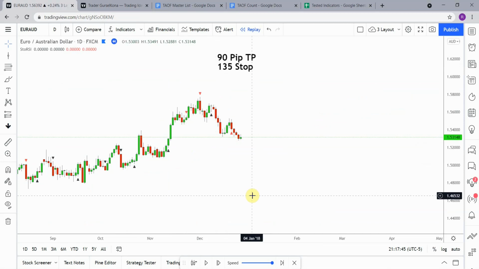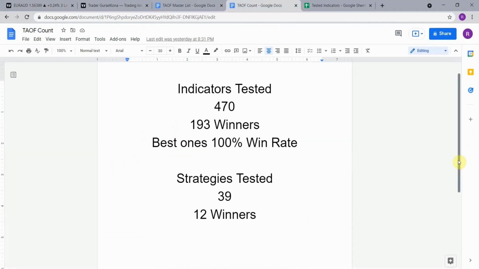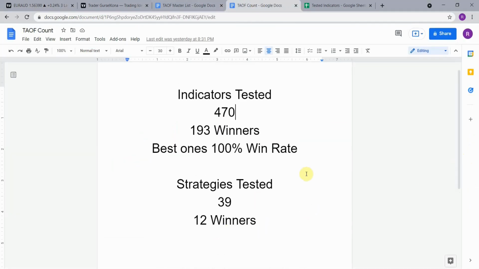Alright, as I said, today we will be testing the Sto RSI and Kijun Sen line. Before we do though, I wanted to put the testing scoreboard up for everyone to see. So to date, we have tested a total of 39 different strategies, with 12 of them being winners. We have also tested a total of 470 indicators, with 193 of them being winners. The best ones so far were able to achieve a 100% win rate.